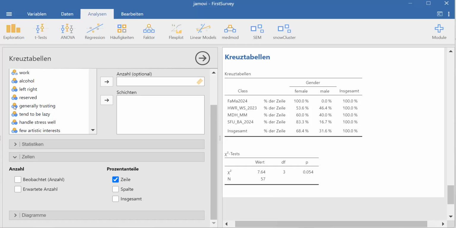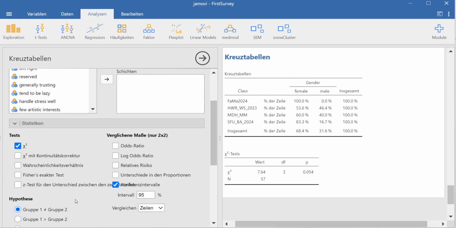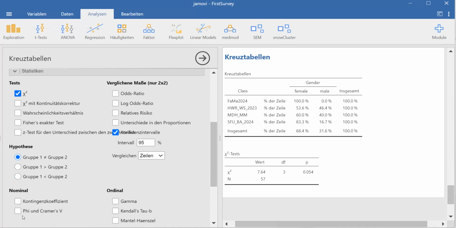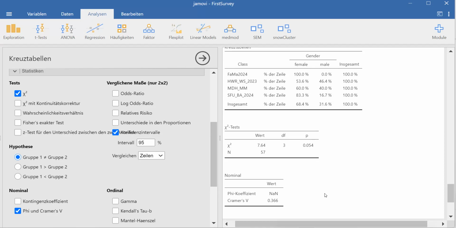Let's briefly have a look at all the other options that you have here. Under statistics, for example, you find a lot of different values. We will not go through them now, but you see the chi-square, which is a p-value here, is already marked, so it is calculated. If you also want to, for example, calculate phi and Cramér's V, these are numbers for how strong the relationship is. You can do that by just clicking on it.